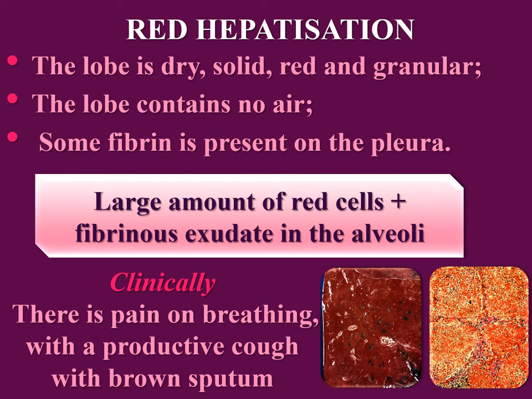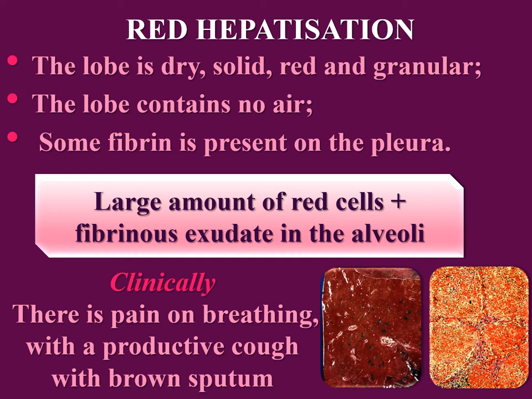Red hepatization. The lobe is enlarged, solid, red and granular. It contains no air and resembles liver tissue. Look at the macroscopic preparation here. Some fibrin is present on the pleural surface. Lymph nodes are also enlarged.